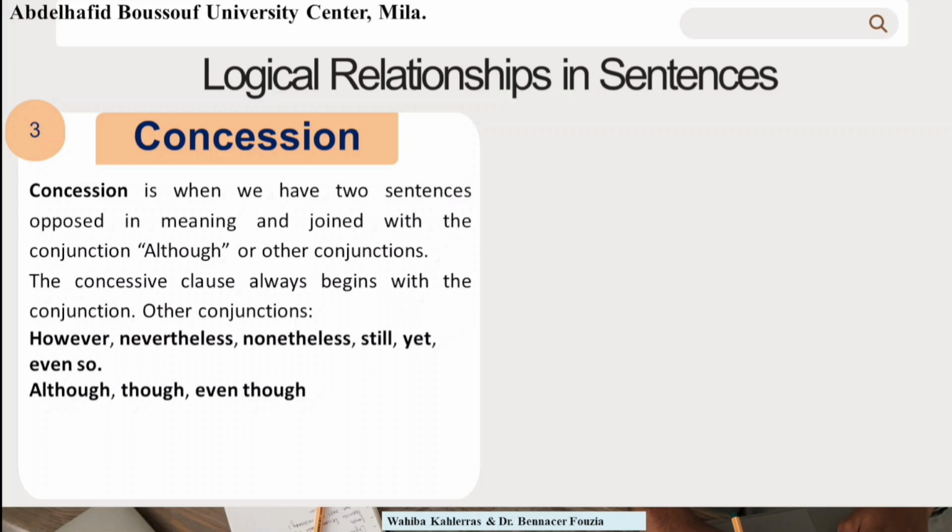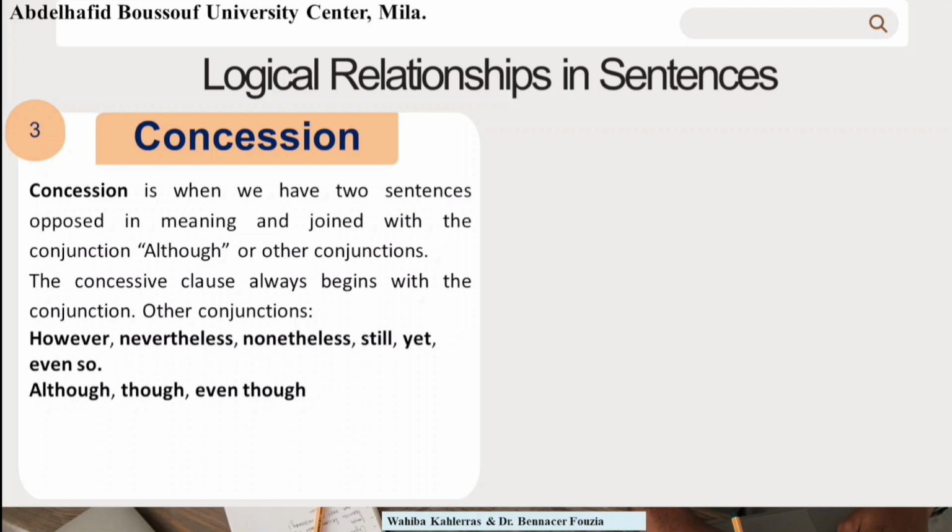Concession is another logical relationship in sentences. Concession is when we have two sentences that are opposed in meaning and joined with the conjunction although or other conjunctions. We can have a synonym such as but. So we have two contradicting ideas. Sometimes we call it concession and contrast. For other conjunctions, we have two groups of conjunctions that follow the same rules.